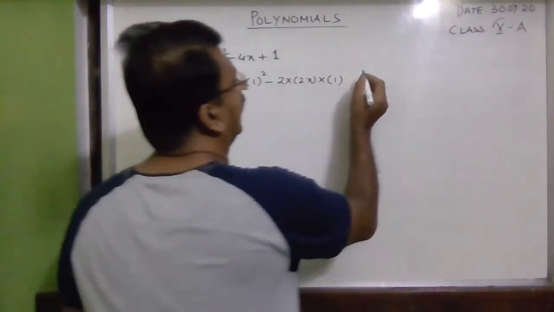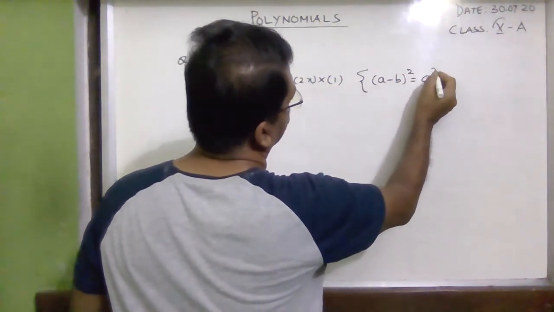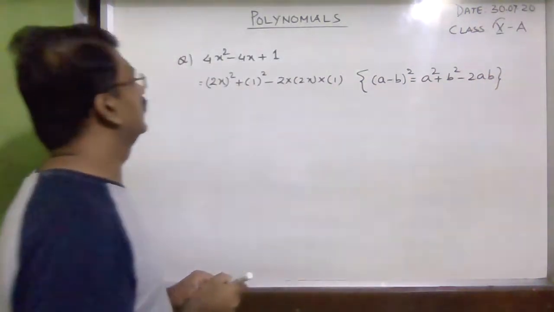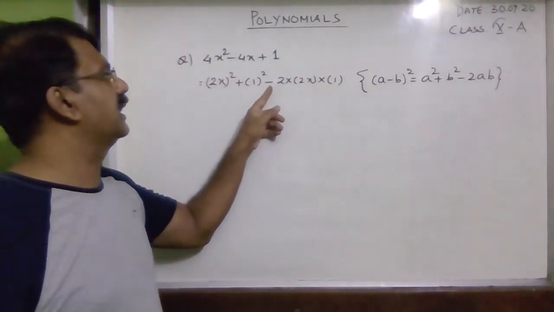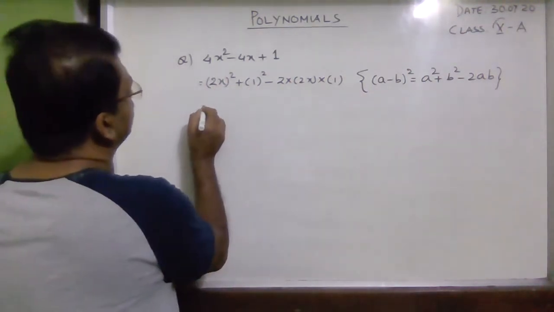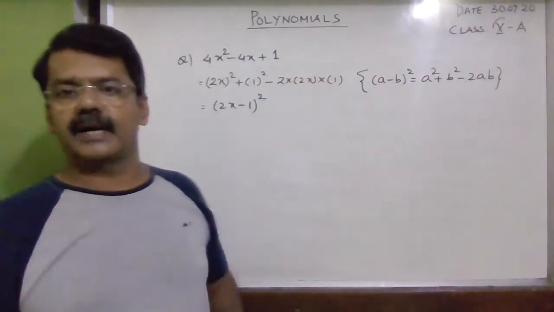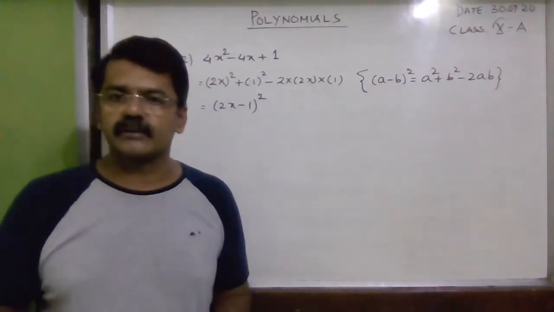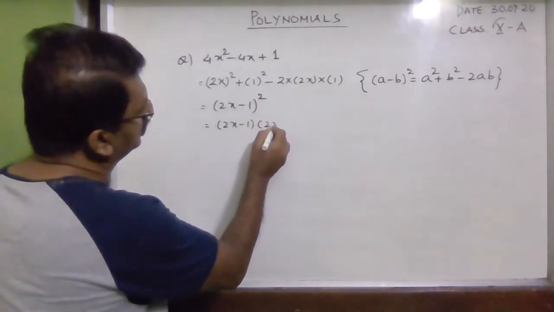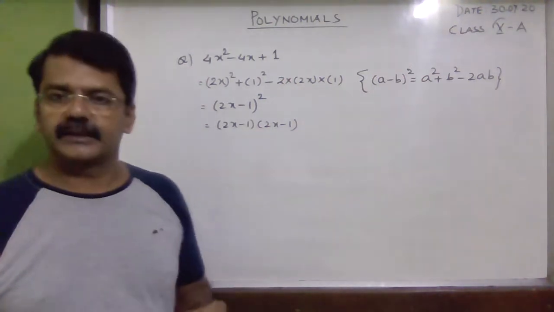All of you know that a minus b whole square is equal to a square plus b square minus 2ab. Here a is 2x and b is 1. So using that identity, we can write it as 2x minus 1 whole square. Now it is 2x minus 1 into 2x minus 1.